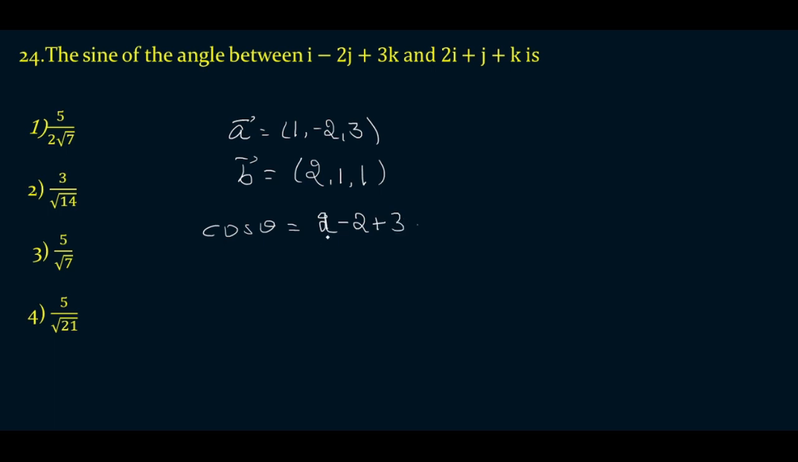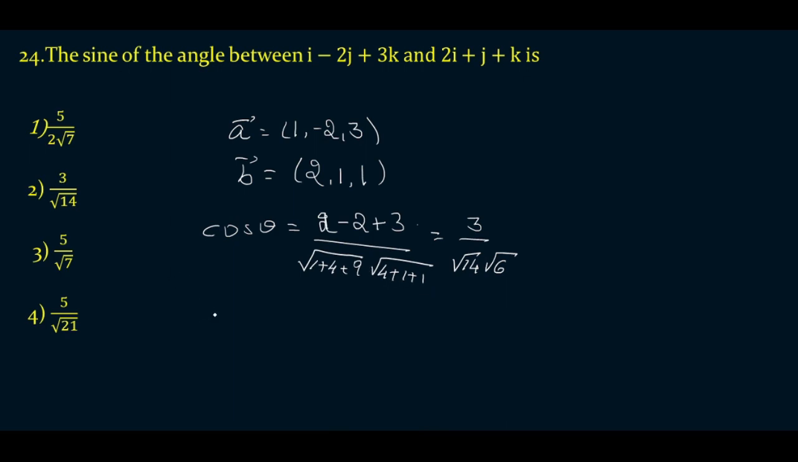Its value is equal to 3 divided by the square root of the magnitude of A squared, 1 plus 4 plus 9, into the magnitude of B squared, 4 plus 1 plus 1. So it is equal to 3 divided by root 14 into root 6. It's clear? The numerator is 9, 3 squared; 1 squared is 1, minus 2 squared is 4, and 3 squared is 9, giving root 14 into root 6.